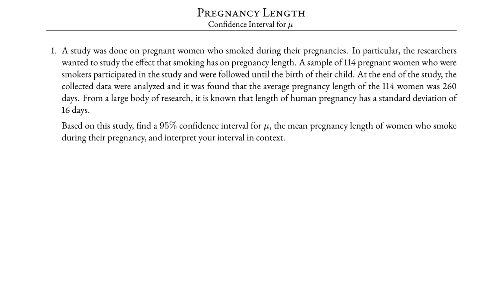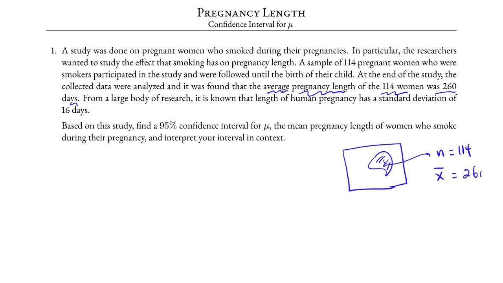From a large body of research, it is known that the length of human pregnancy has a standard deviation of 16 days. From this first paragraph, we see that the average pregnancy length of 114 women was 260 days. And so this is a statistic because it's come from a sample of size n equals 114. Specifically, this statistic is the mean or the average, and the notation for the mean of the sample is x bar. And so we have x bar equals 260.